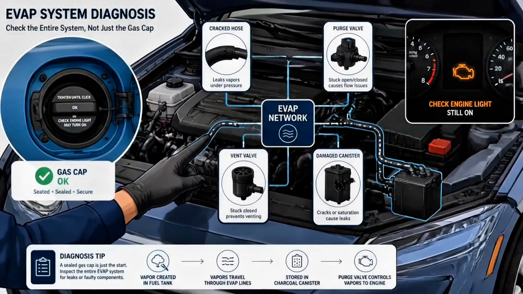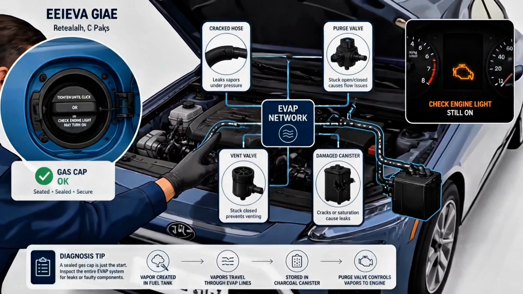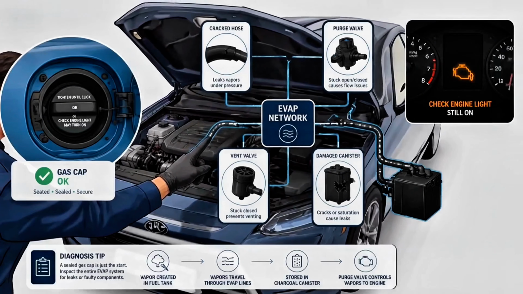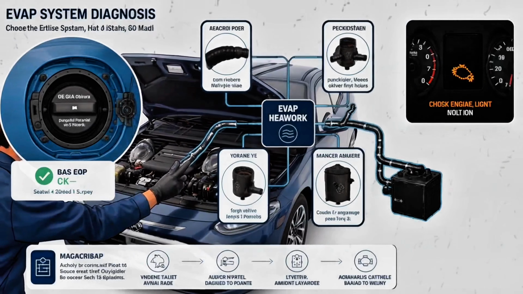After the cap is secured, the light may require several normal driving cycles to disappear. If it remains on, the leak could be somewhere else: a cracked hose, faulty purge valve, vent valve, or damaged canister. Never assume the cap is responsible without checking the code.